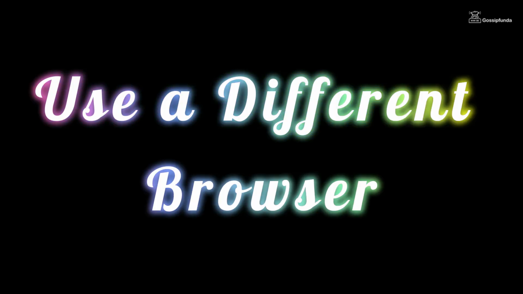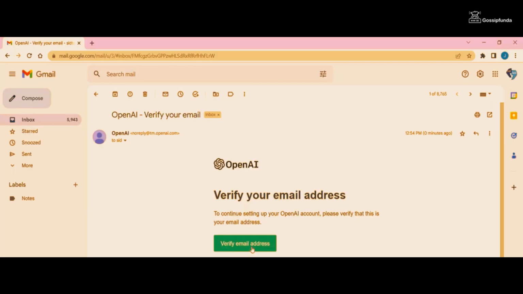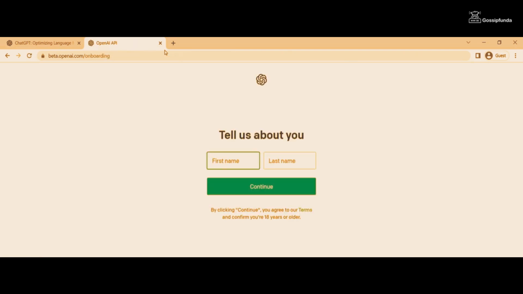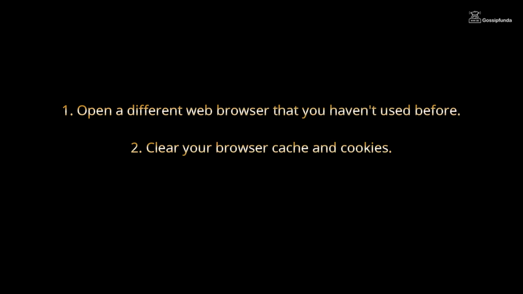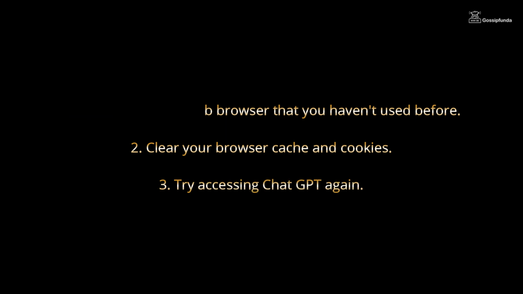Method 3. Use a different browser. Sometimes the browser you are using might not be compatible with ChatGPT, or it might have an extension that's blocking access to the website. To fix this, you can try using a different browser. Here are the steps to follow. Number 1. Open a different web browser that you haven't used before. Number 2. Clear your browser cache and cookies. Number 3. Try accessing ChatGPT again.